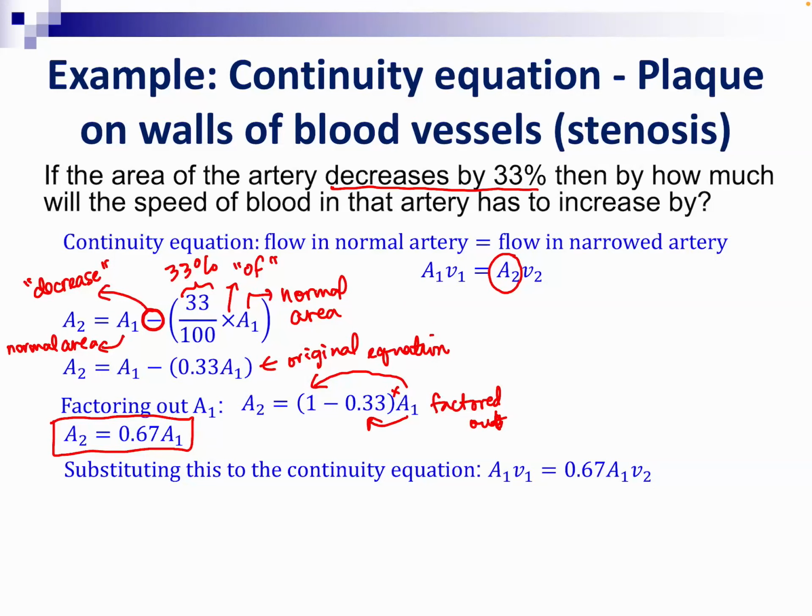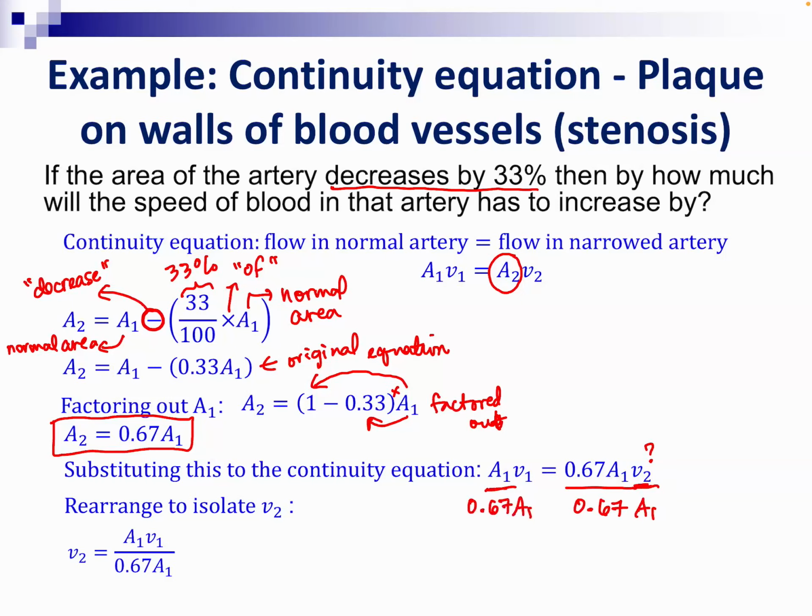Right? Okay, what we want to find is V2. So we can divide both sides by 0.67 times A1. We rearrange this equation, dividing both sides by 0.67 A1. So anything divided by itself is equal to 1. And so we're left with V2 on one side. And we have A1 V1 divided by 0.67 A1 on the other side.